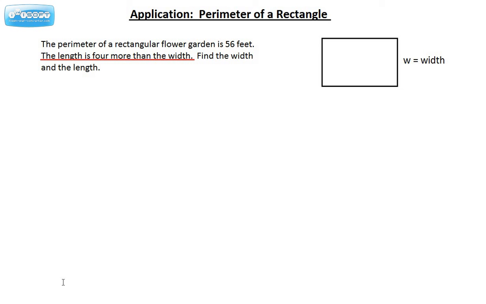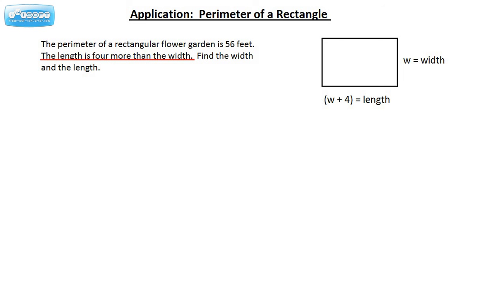Looking at our rectangle, we've given our width the variable name W. So what does the problem tell us about the length? The length is 4 more than the width. Well, since our width is W and the length is 4 more than that, let's give our length the variable name W plus 4. Here we've given our length the variable name W plus 4.